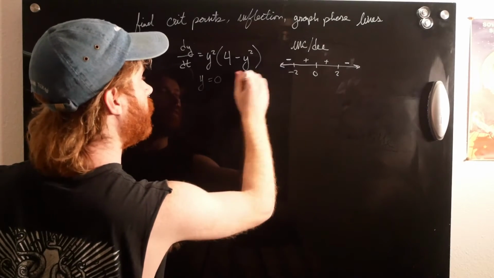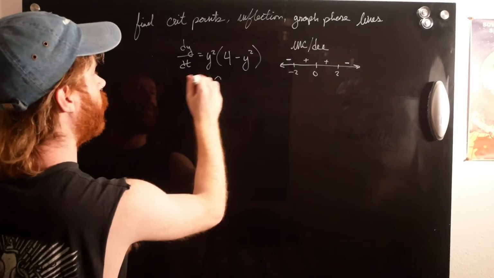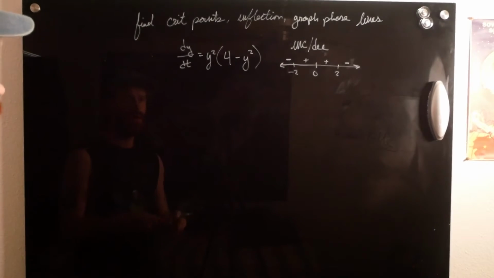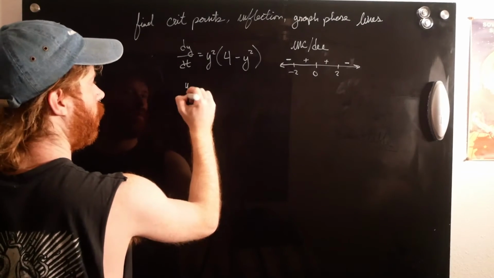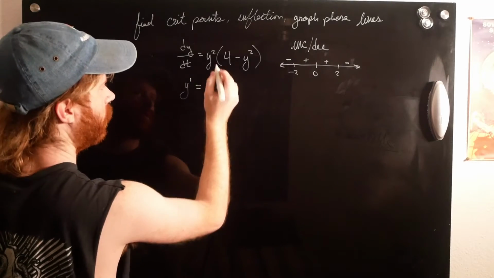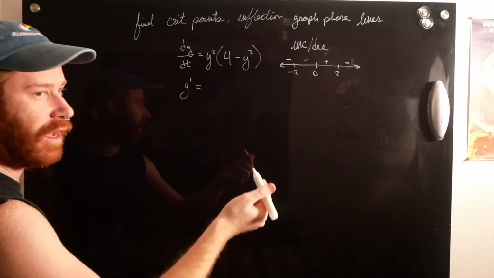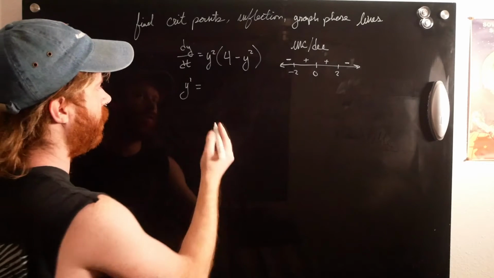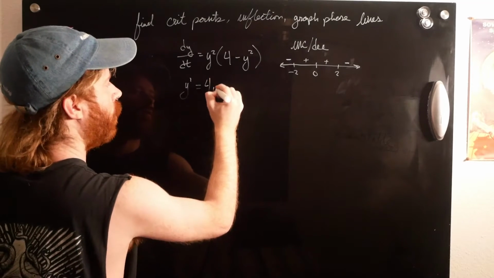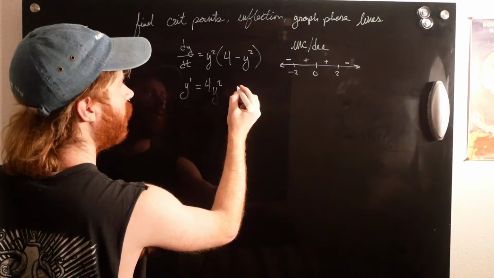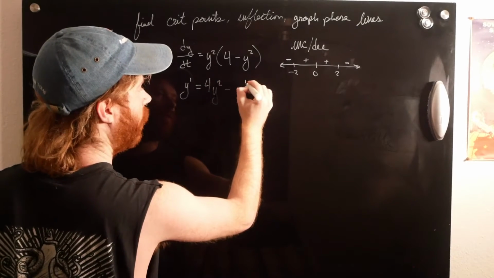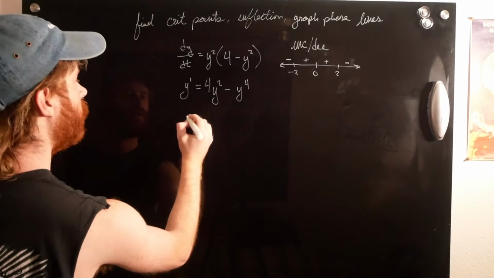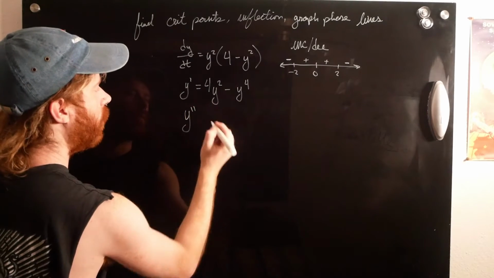Now I'm going to erase this, and we're going to test for inflection points by taking the second derivative of this function. So let's go ahead and set it up. y prime equals, I'm going to go ahead and distribute this y squared out. It's a little bit easier. You could use a chain rule if you want, but it's just a little bit easier for me to do it this way. 4y squared minus y to the 4th power. Now let's take the derivative of this to get y double prime.